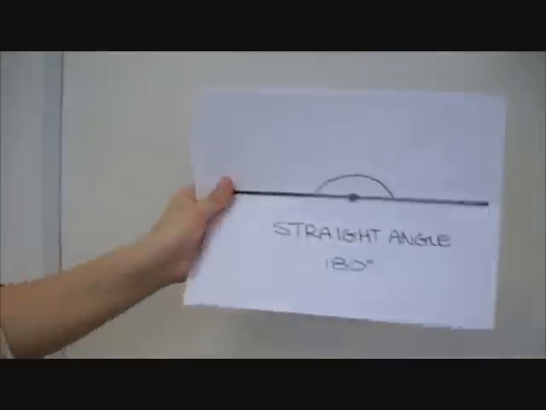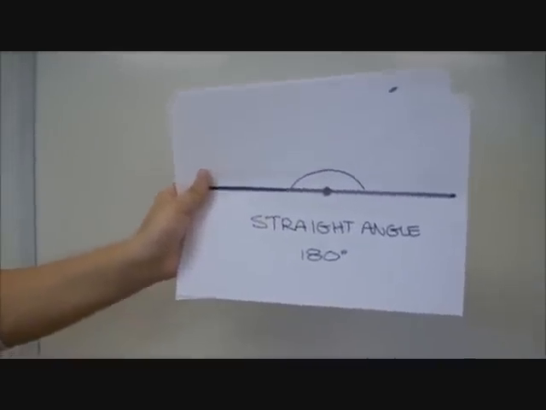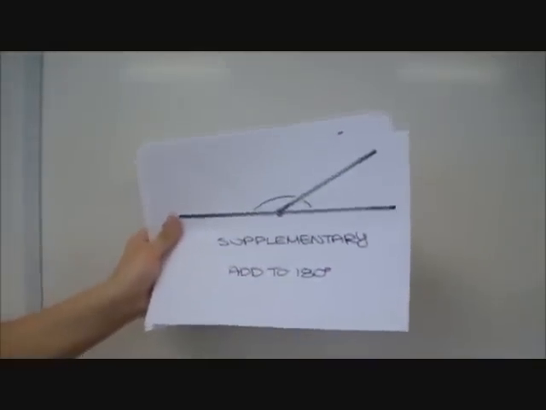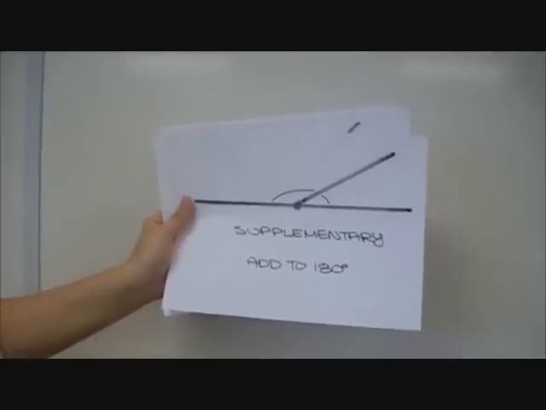Did you know a straight line is an angle too? A line is called a straight angle. It is 180 degrees. Next in line is an angle we call supplementary. It consists of two angles that add up to 180 degrees.